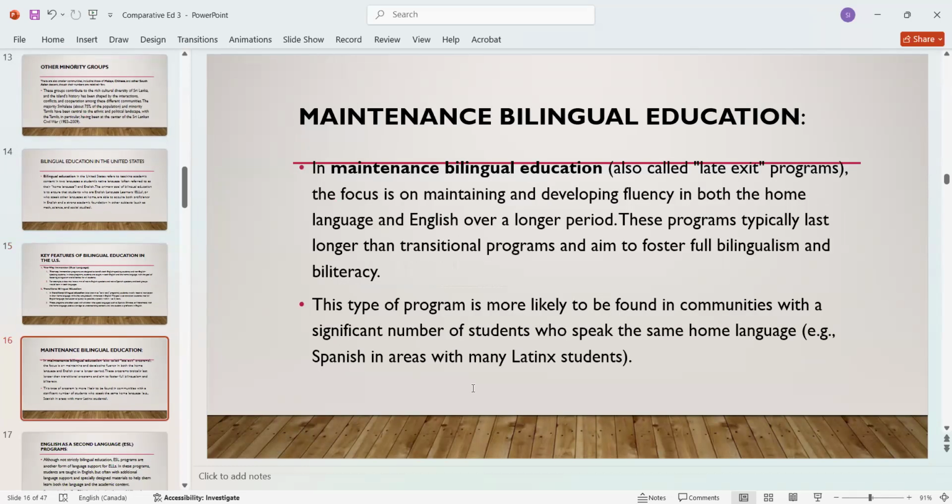Right. So, maintenance bilingual education in the US. In maintenance bilingual education, also called late exit program, the focus is on maintaining and developing fluency in both the home language and English over a longer period. These programs typically last longer than transitional programs and aim to foster full bilingualism and biliteracy. This type of program is more likely to be found in communities with a significant number of students who speak the same home language, Spanish in areas with many Latin students.